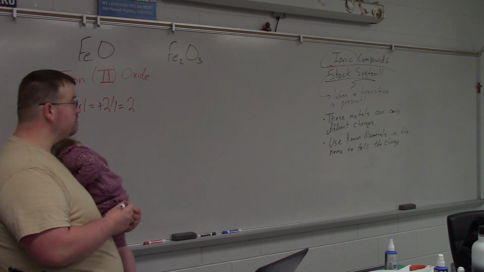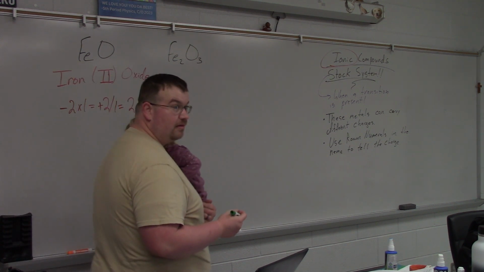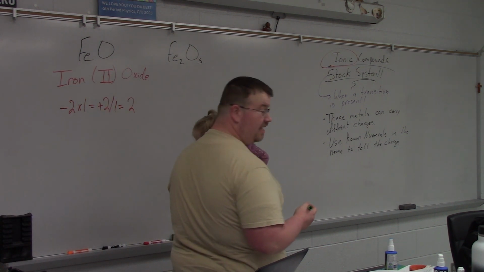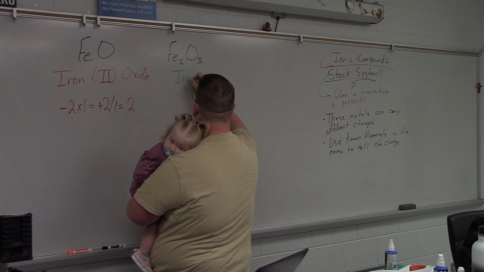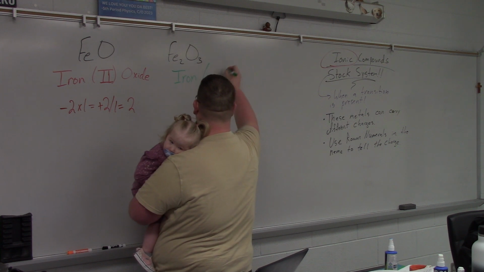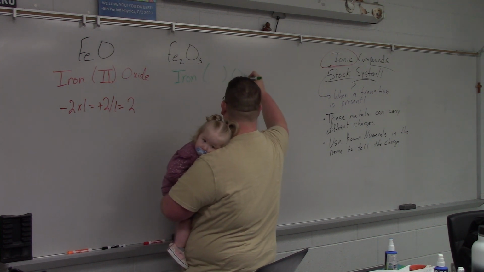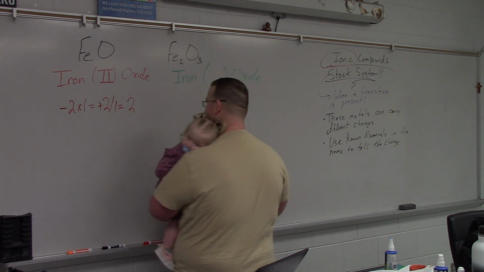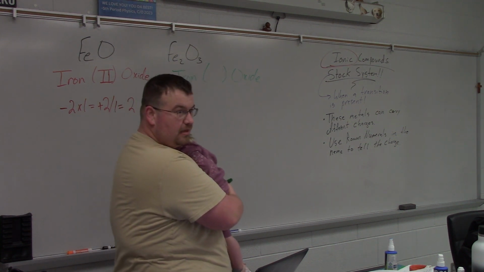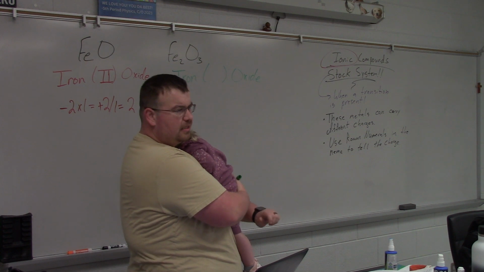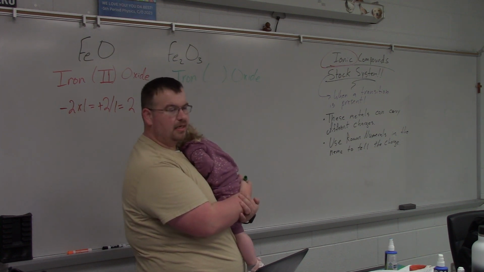What's the charge on the iron in this one? 3. Really? How'd you get that? It's 3 times 2, because the 2 is negative. 3 times 2 divided by 2 is 3. Or wait, 3 times 2 is negative 6, change that to a positive 6, divided by 2 is 3, Mr. Hall. I just did the exact same thing you did on the one before. I don't know. It's wrong.